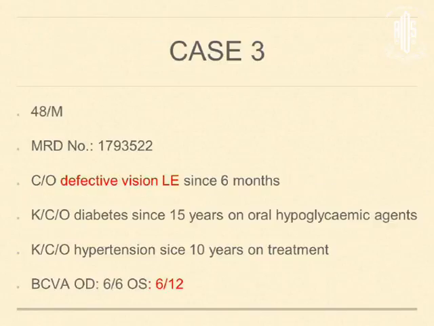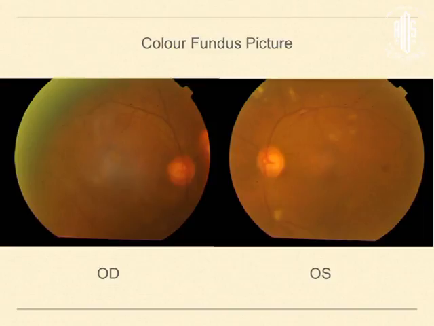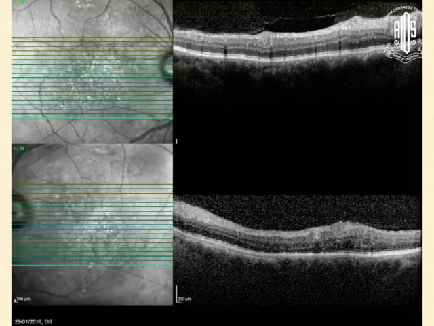So here the third case scenario is a left eye defective vision in a patient with diabetes and hypertension, 6/12 vision. Now you see you have a mixed retinopathy picture here with moderate NPDR changes and multiple cotton wool spots here. You see the OCT here, there is a serous macular detachment, even in the left eye, bilateral serous macular detachment in the setting of a mixed retinopathy.